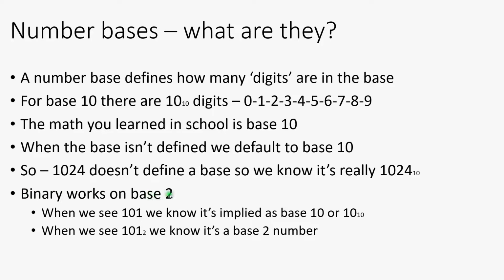Binary works on base 2, and what that means is there's really only two symbols we manipulate in base 2, a 0 and a 1. So when we see 101 written this way, we know it's implied as a base 10 number. When we see 101 written this way with a little 2, we know it's a base 2 number. So we can look at this and know that this is a binary value, where this defaults to being a decimal value.